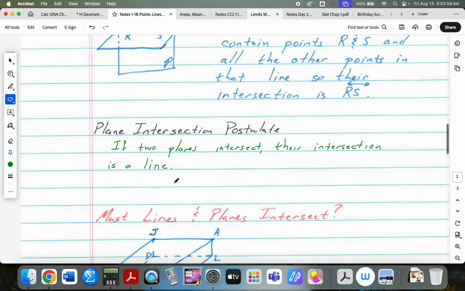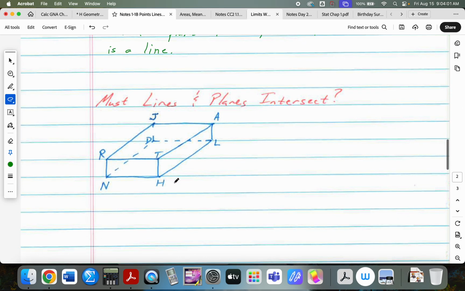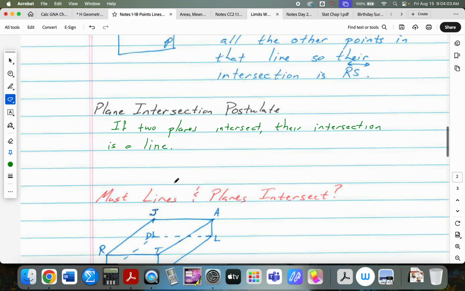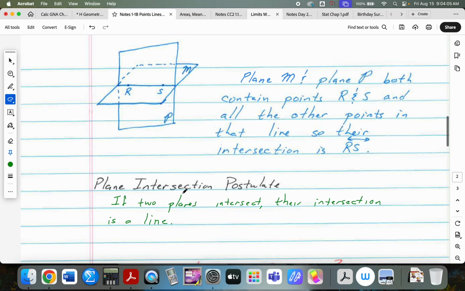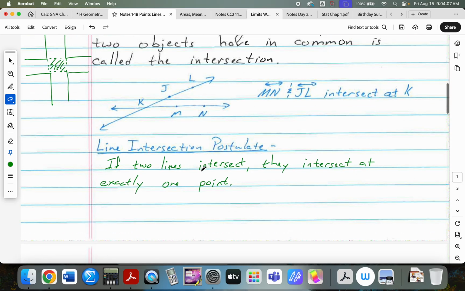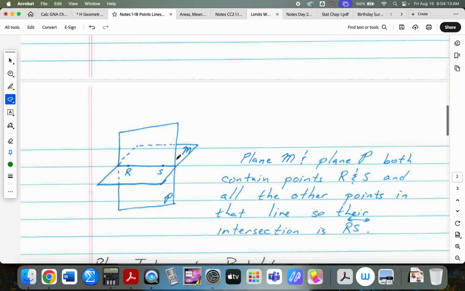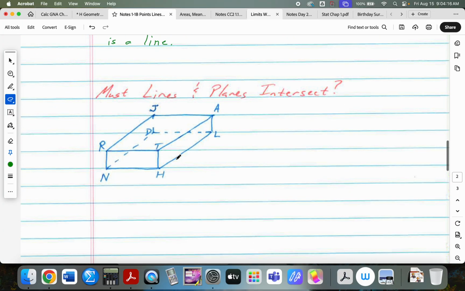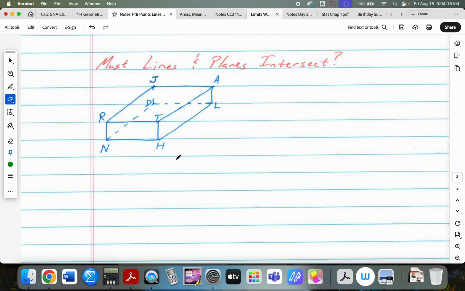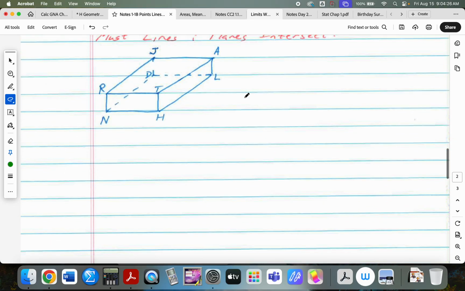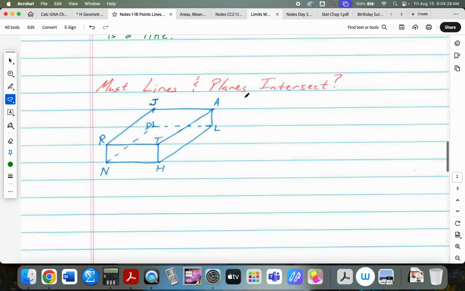So a question for us is, must lines and planes intersect? Notice on both of these, the plane intersection postulate and the line intersection postulate, it says if the lines intersect or if the planes intersect. So do they have to intersect? Well, the answer is no. There's a couple of different possibilities. Some of them you already know about.